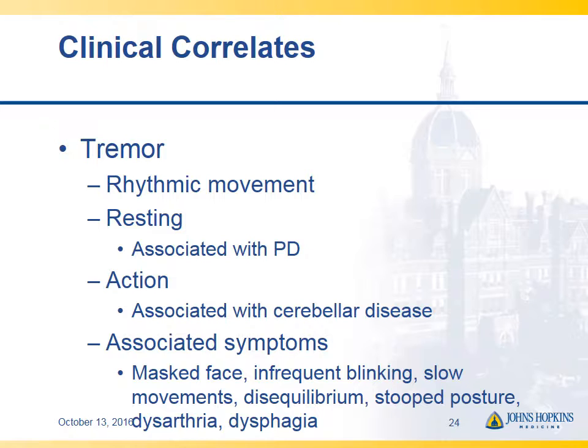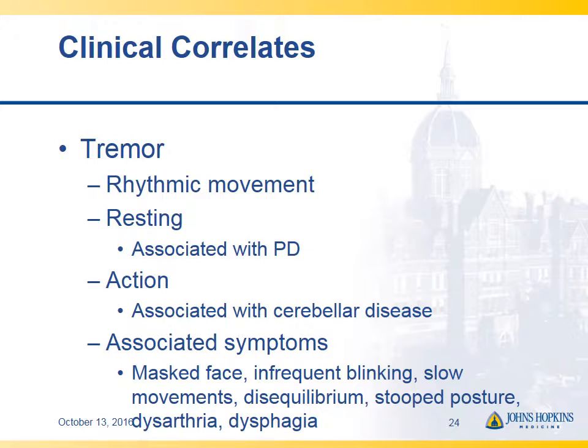A few more examples of movement disorders would include tremor, which is characterized by rhythmic movement, and this is seen in Parkinson's disease, a resting tremor. So when someone is sitting quietly, you may see tremor of their hands. Alternatively, there are action tremors. So the patient's extremities may be quiet at rest, but then when the patient is engaged in an activity, you may see tremor. This is associated with cerebellar disease.